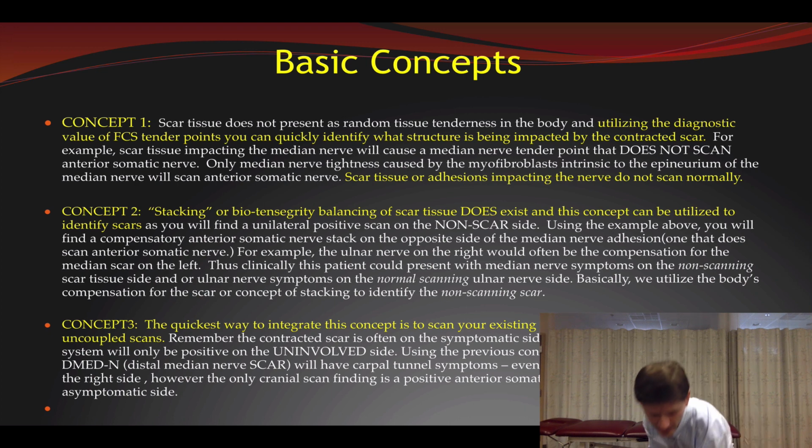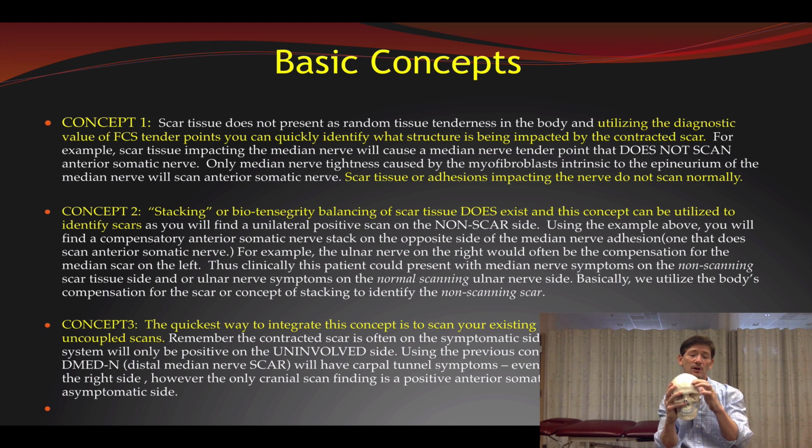Okay, so if we were to have a median nerve scar, we would go to the area of the somatic nerve and we would motion test it, and it would be negative on the median nerve scar side. But on its opposite side, you might find an ulnar positive standard scan. And the fact that we have a unilateral scan and no partner, no stack, that tells us this is a probable scar tissue because it does not scan.